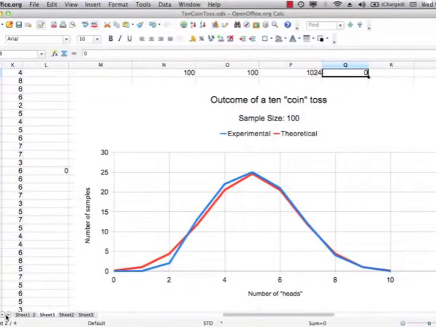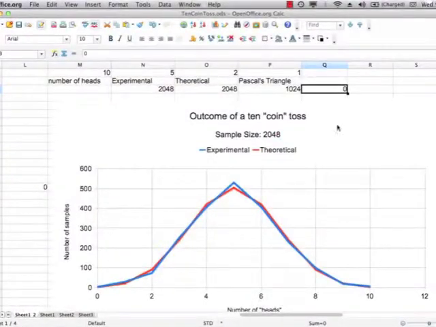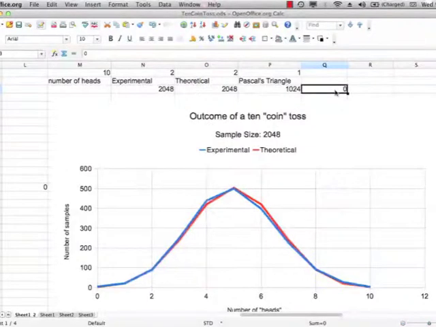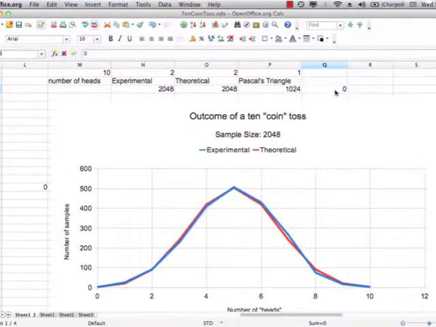And then once again, if I go back to my much larger sample size, that holds true. There are always going to be differences between the experimental line and the theoretical line, but for larger sample sizes, those differences are going to be a lot smaller.